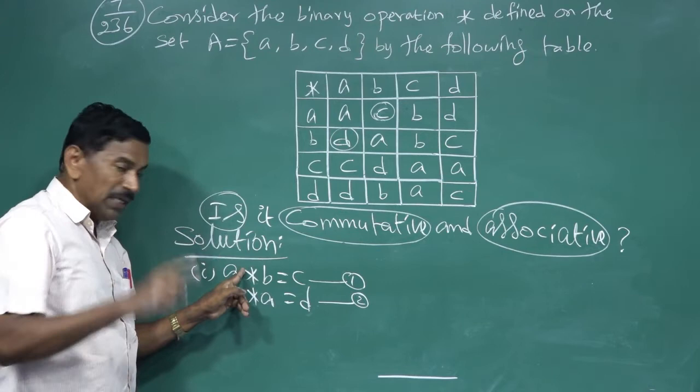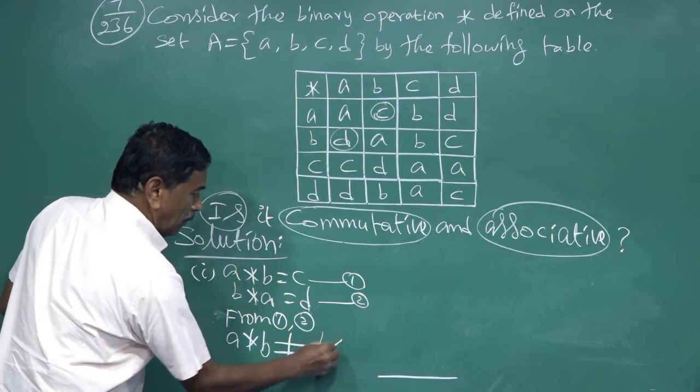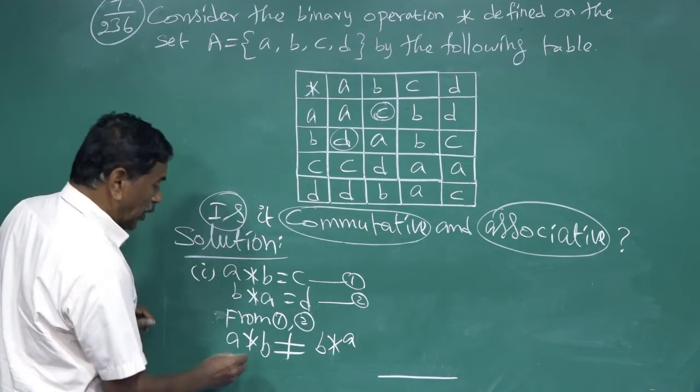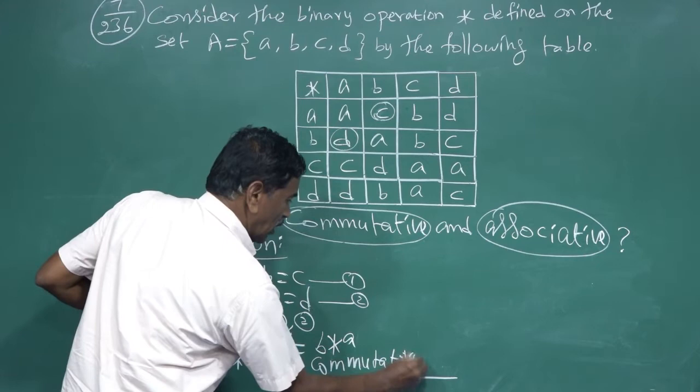So from 1 and 2, we get a star b is not equal to b star a. Therefore, star is not commutative on A. That's all. So the first subdivision is completed.